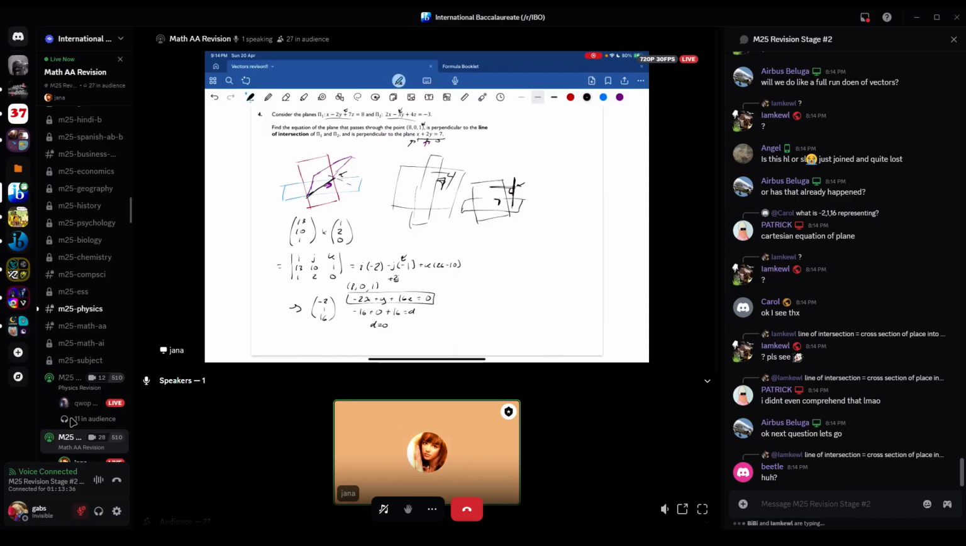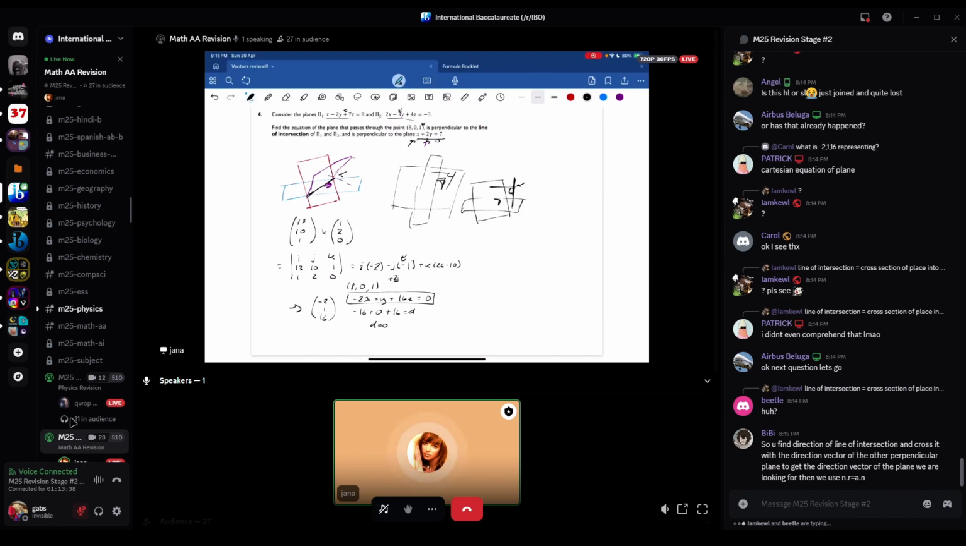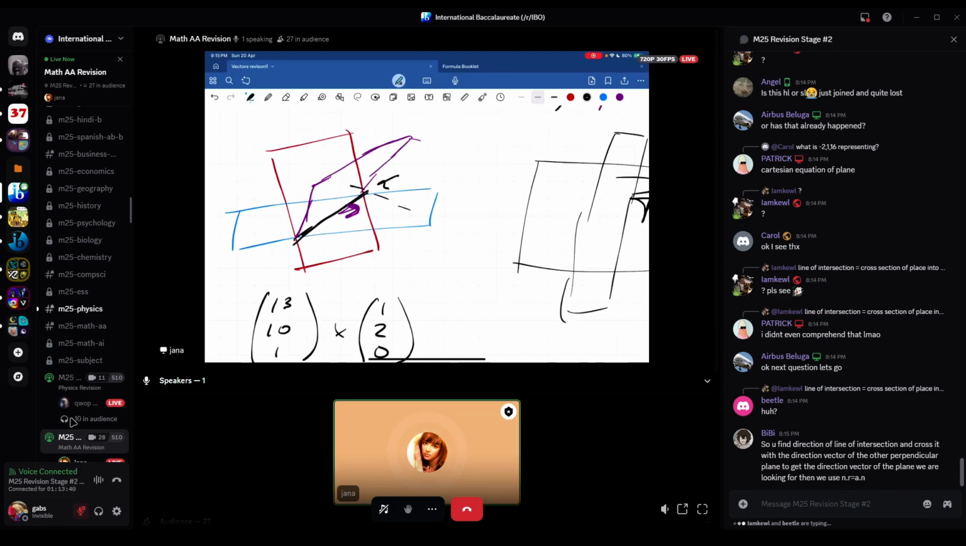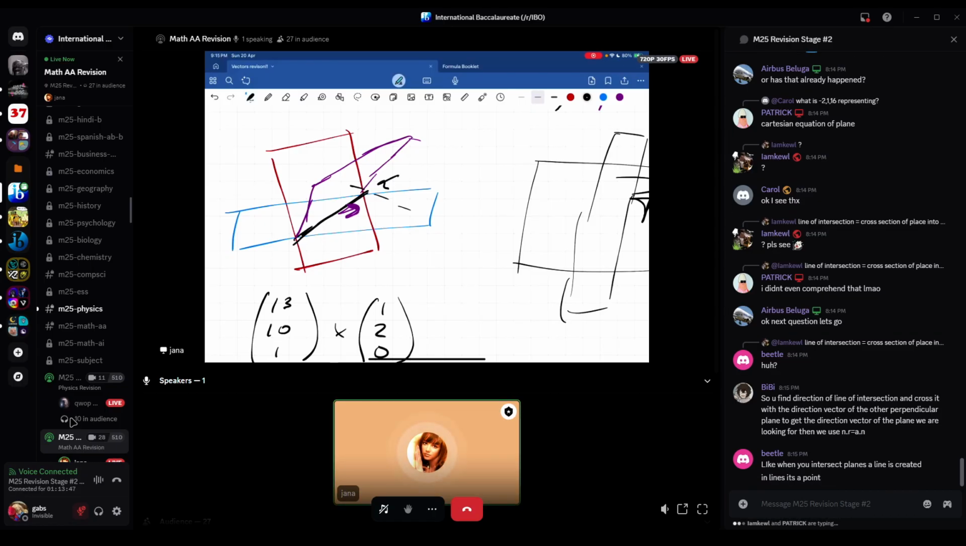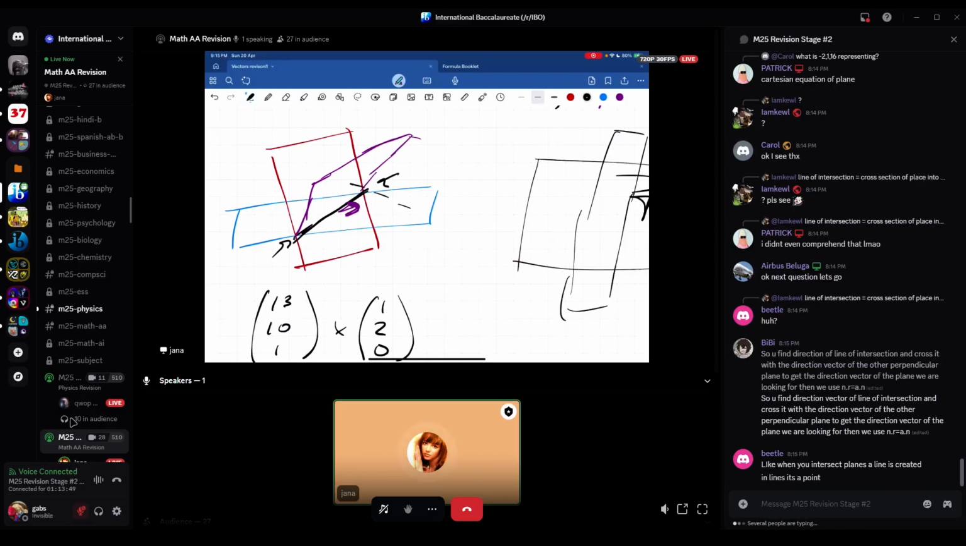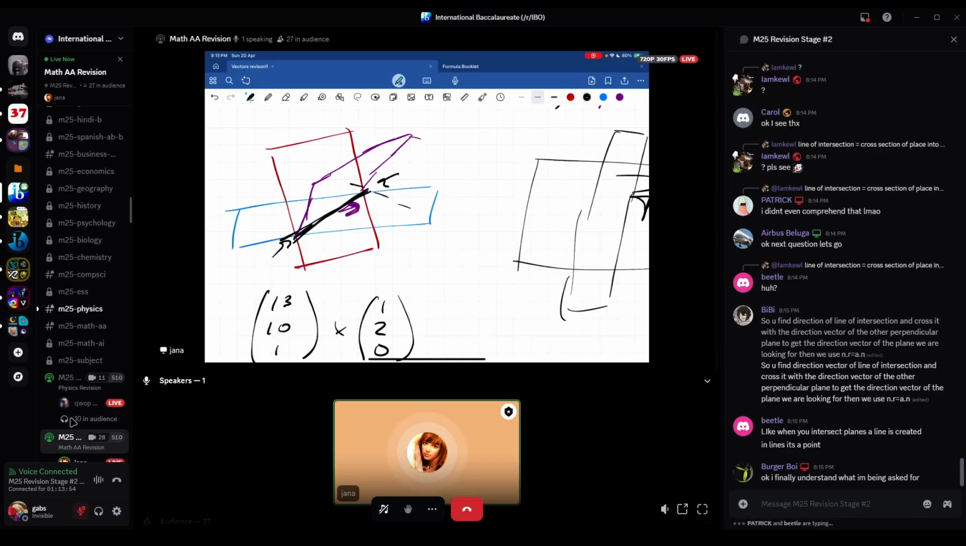I don't get what you mean. Cool. This is the line of intersection of two planes. It's just where they intersect. That's it. Right there. There's a line there. It's like if hypothetically I get a piece of paper and I cut it and I put another piece of paper in there. There's a line. That's the line. Do you guys think we can move on?